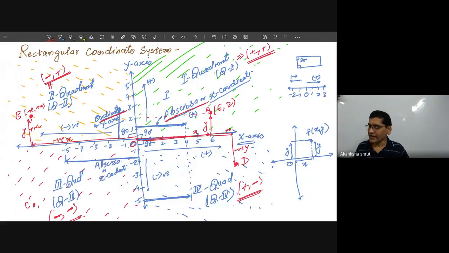These are the four quadrants. The first quadrant is called the positive quadrant because both x and y are positive. The third quadrant is also called the negative quadrant, where both x and y are negative. But the second and fourth are the mixed quadrants. No specific name is given, so they are specified as the second quadrant and fourth quadrant.